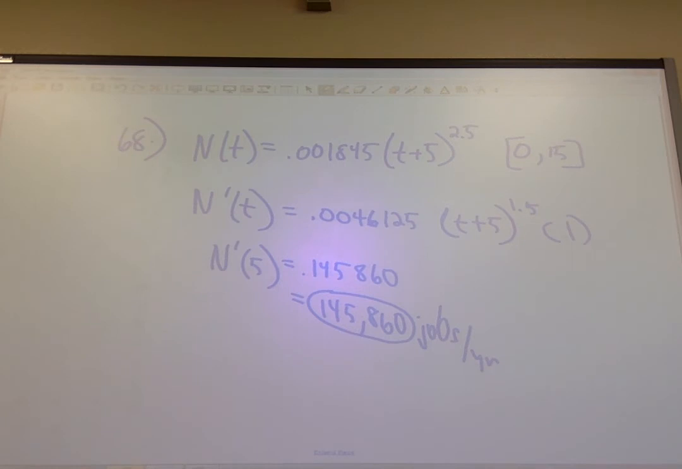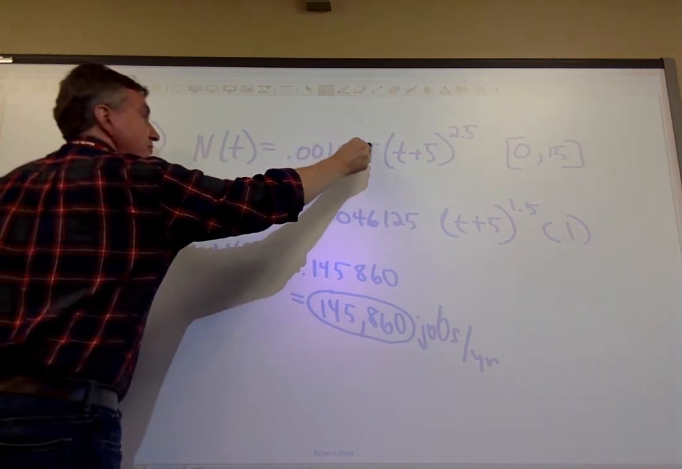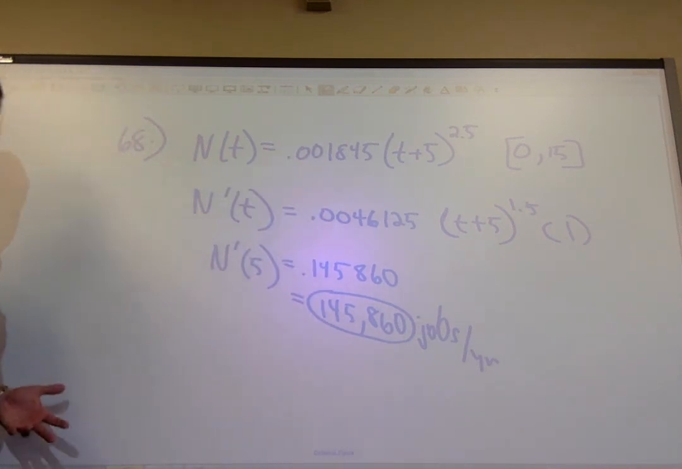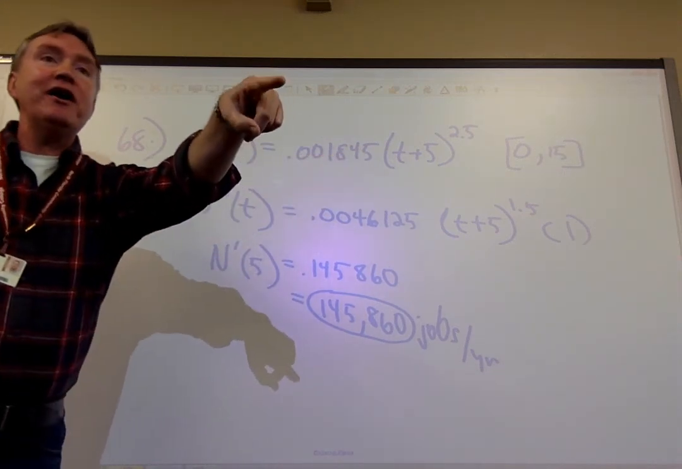You know what? The reason I got a different answer than what they have in the book is I wrote this function wrong. This should have been 2.5 or something like that. But for what I wrote, we got the right number. Does that bother anybody? That's how I got that. That's how he got it right.